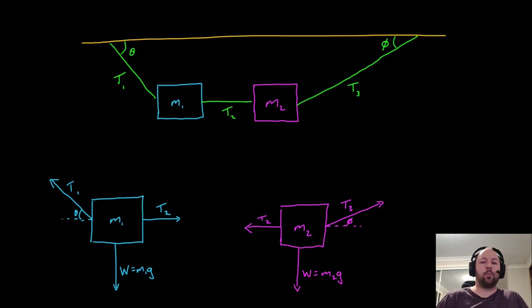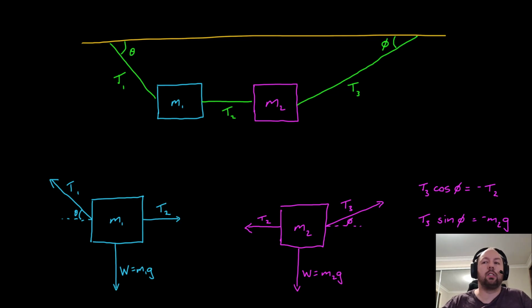The trick to answering such a problem is to remember that we require each of the objects to be stationary, at rest, which means all of the forces must balance. For the second object, we can write equations like T3 cos phi must be equal to negative T2, so that it cancels out the horizontal force. And in the vertical direction, T3 sin phi must equal the negative of the weight, negative M2g. And we can do the same for the first object as well. T1 cos theta equals negative T2, and T1 sin theta equals negative M1g.